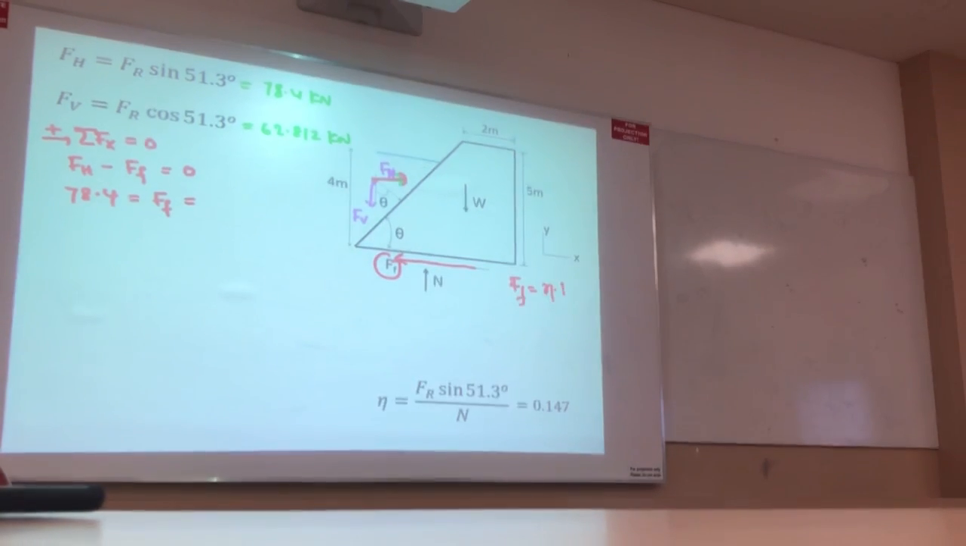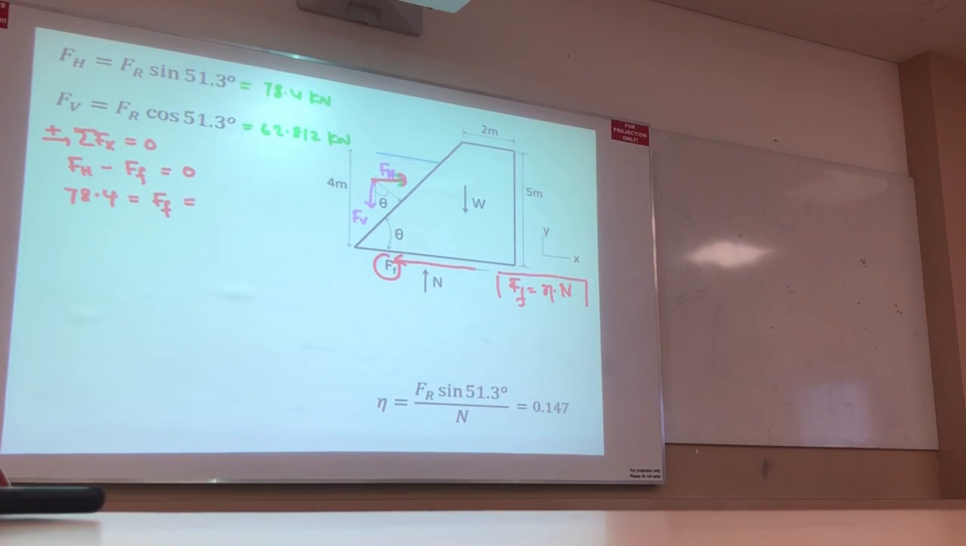The frictional force is equivalent to the frictional coefficient times N, right? This should be given in the question. Otherwise you cannot calculate. It is not given here, but in the definite form. So mu times N, and this one I call equation number 1, right?